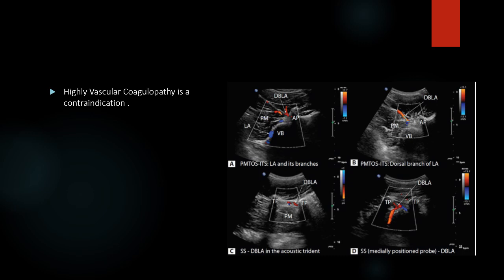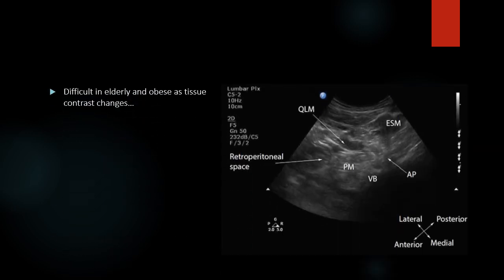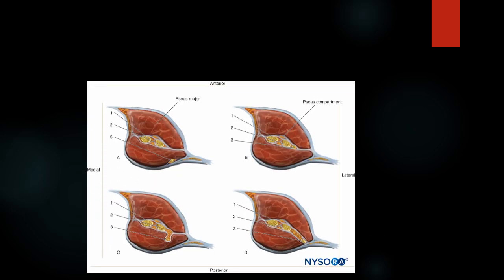Coagulopathy is a contraindication. Technical difficulties because of tissue contrast changes are there with specific populations like elders, obese, and patients with high pelvic arch. There are some clinical variations in position of obturator nerve, like it may lie in a separate intramuscular fold or in a compartment separate from the psoas compartment. However, position of lateral femoral cutaneous nerve and femoral nerve are fairly consistent.